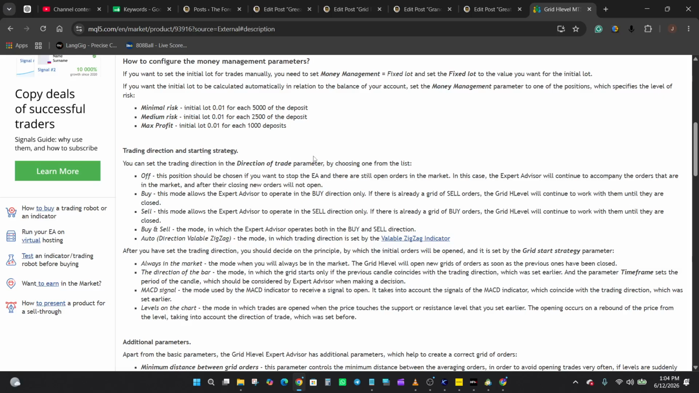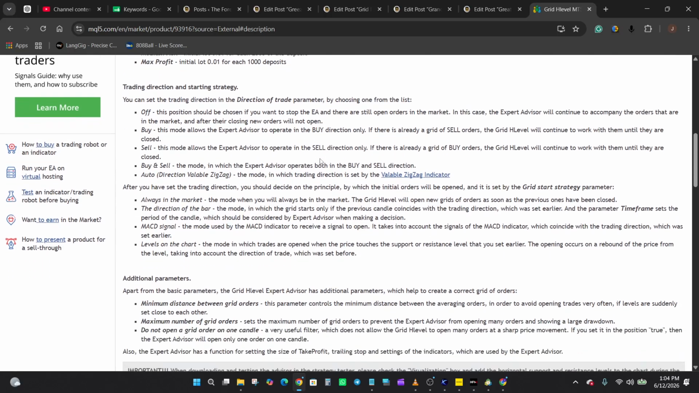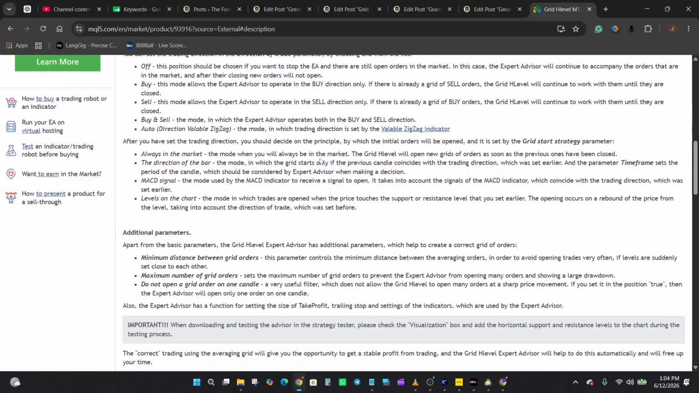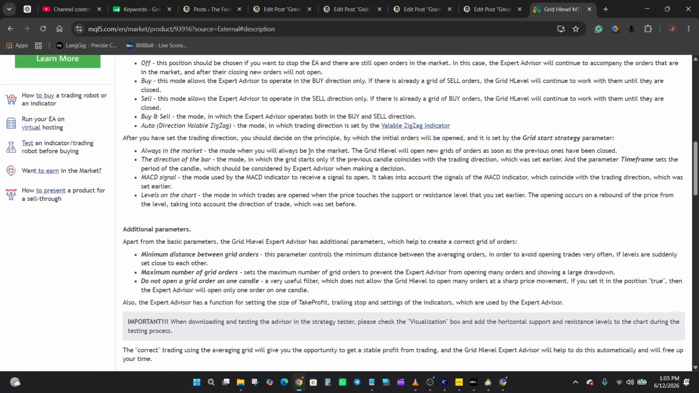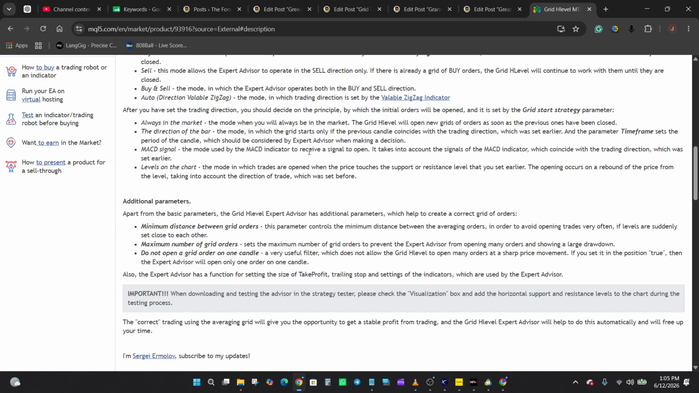The EA also offers several trading direction modes. Users can choose buy only, sell only, buy and sell, or allow the trading direction to be determined automatically using the valuable zigzag indicator. Now, when it comes to starting a new grid, there are multiple approaches available. The EA can remain continuously active in the market, use candle direction as a filter, rely on MACD signals, or initiate trades when price interacts with manually drawn support and resistance levels.